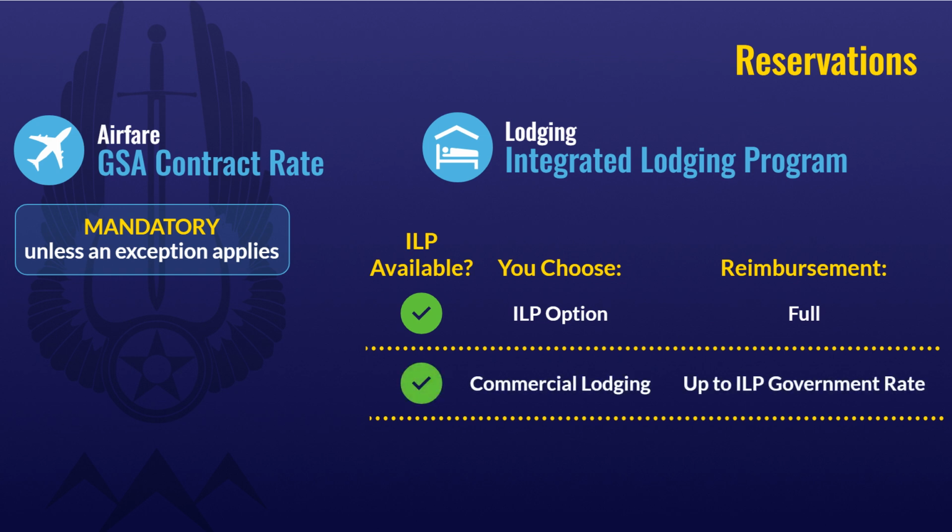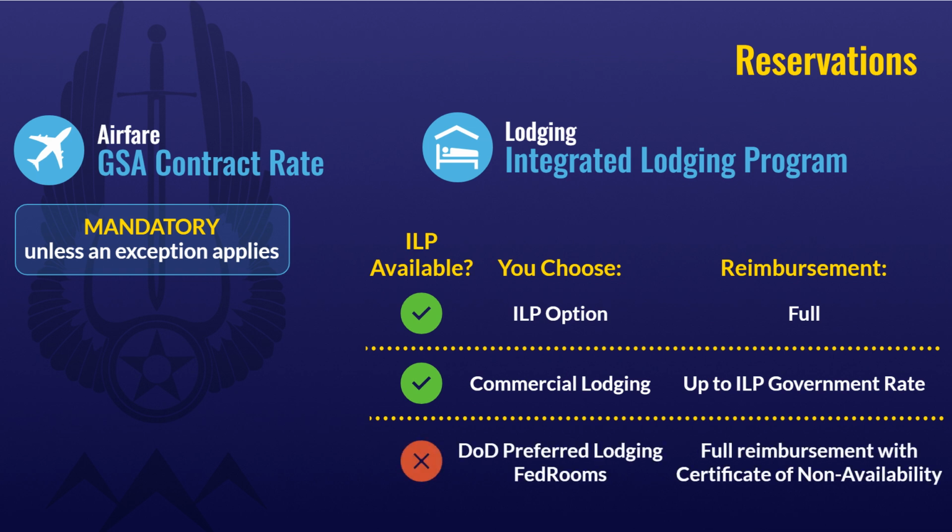If ILP facilities are available and you choose to stay in other commercial lodging, reimbursement is limited to the amount the government would have paid if directed lodging were used. If ILP lodging is not available at the location, DTS automatically includes a certificate of non-availability number in the authorization and displays either DoD preferred commercial lodging or Fed rooms, followed by other commercial lodging options.